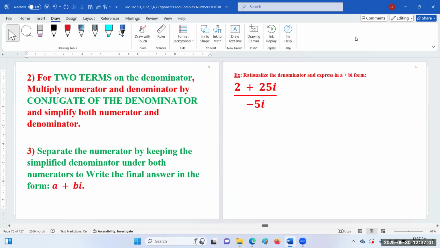And I actually forgot, did we do this example? We did this example, right? Do you remember doing it? No? Okay. So let's start with this example.